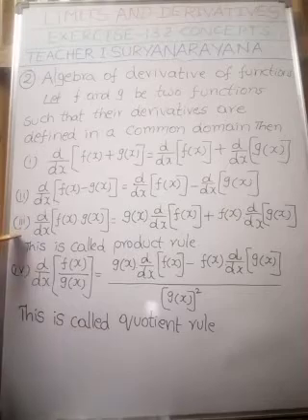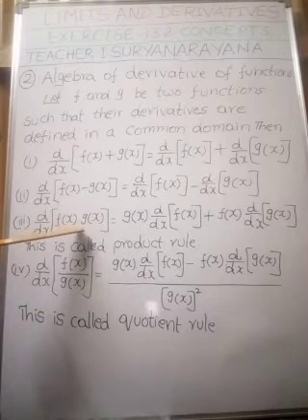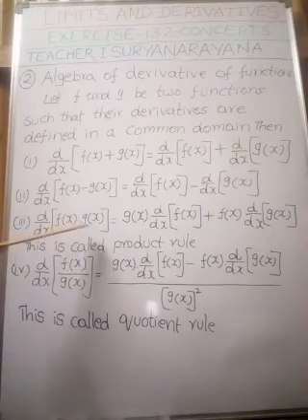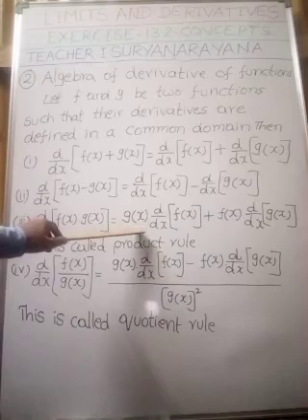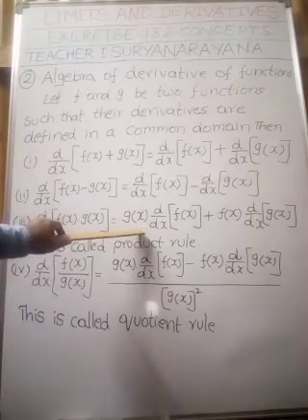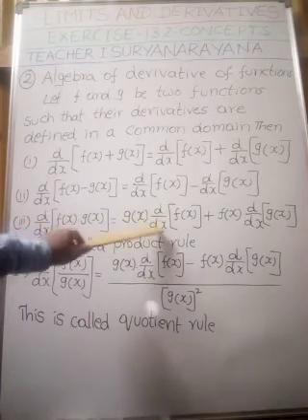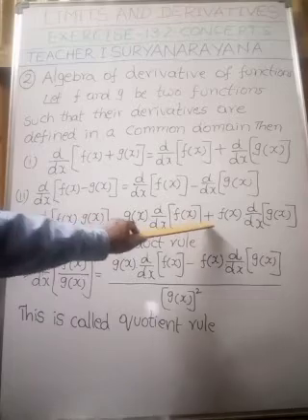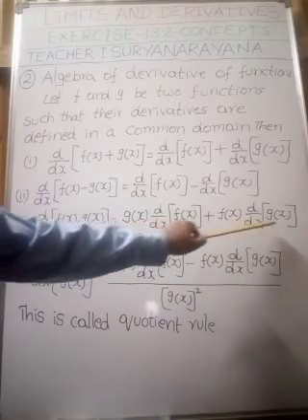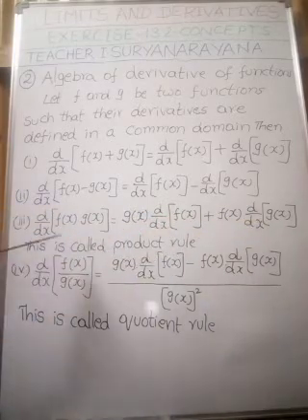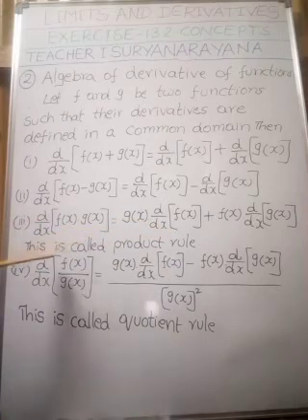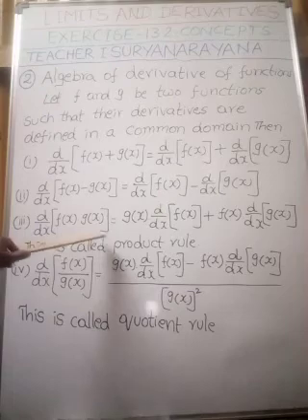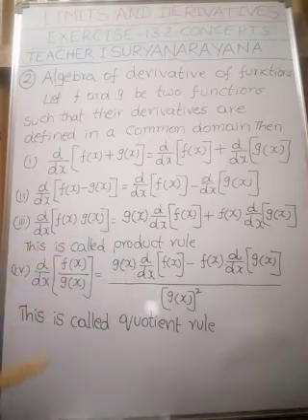Come to the third point, d by dx of f of x into g of x. If you want to find the derivative of the product of two functions, you should learn this formula, my children. G of x into d by dx of f of x plus f of x into d by dx of g of x. You should learn it well. This is called the product rule.